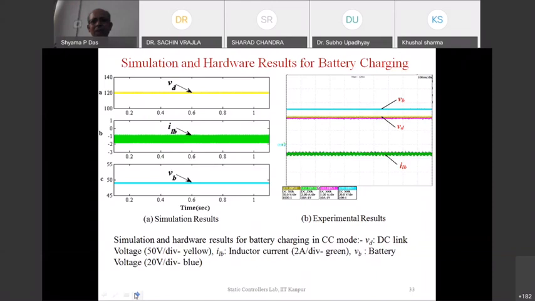And then we have the corresponding experimental result. The green one is the inductor current, which is also negative here. And then we have the DC grid voltage, which is 120 volt. And then we have the battery voltage, which is close to 50 volt. So we have the simulation on the left-hand side and experimental results on the right-hand side. Next slide, please.